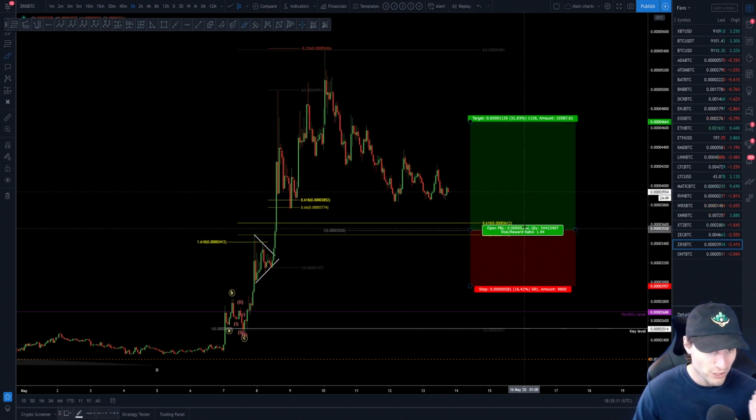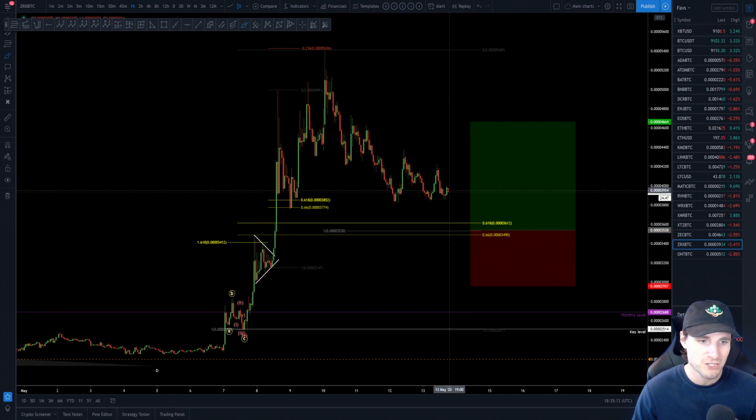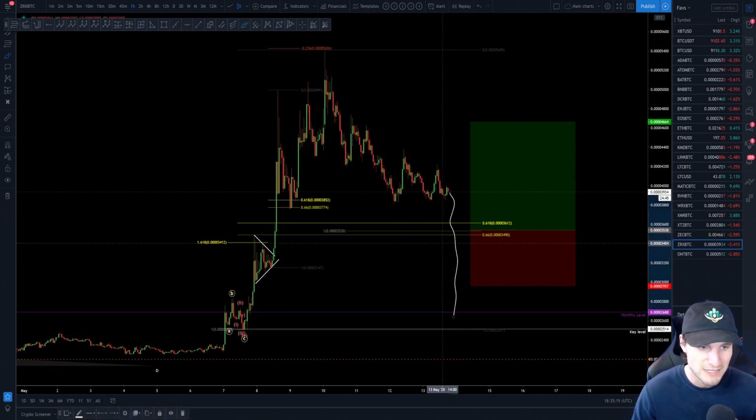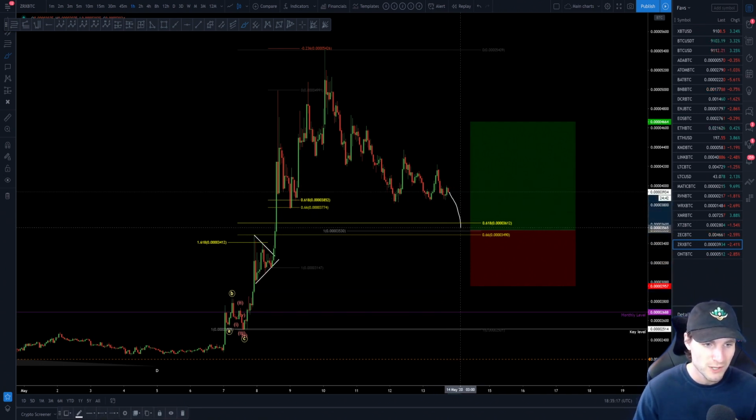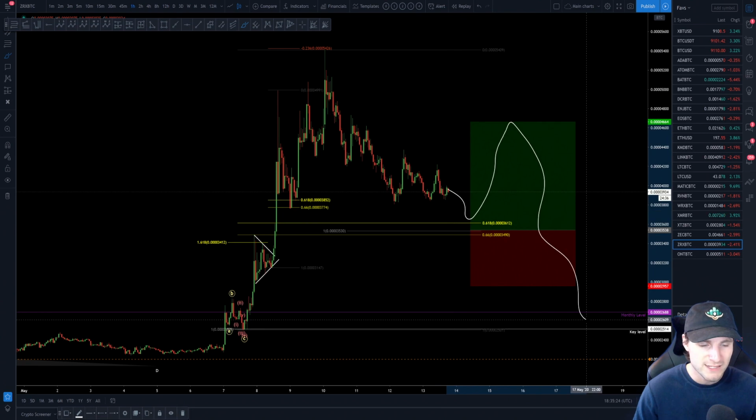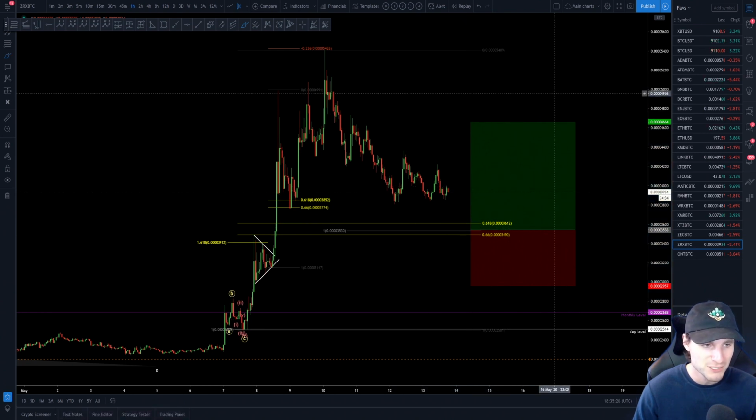So I'm not going to have any bids preset here. I don't think that we're going to go straight back down, if I'm honest. I think this one will do something more like this: bounce, and then whether that bounce gets follow through or whether it just makes a lower high and then goes down. I am expecting this to put a bounce in here.